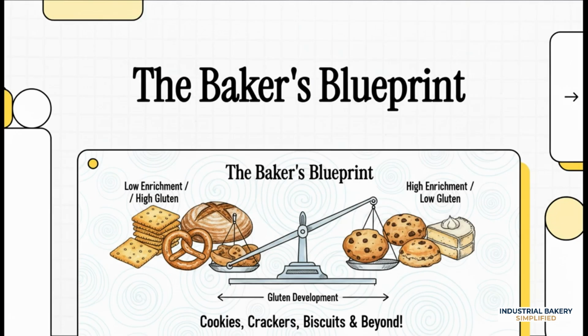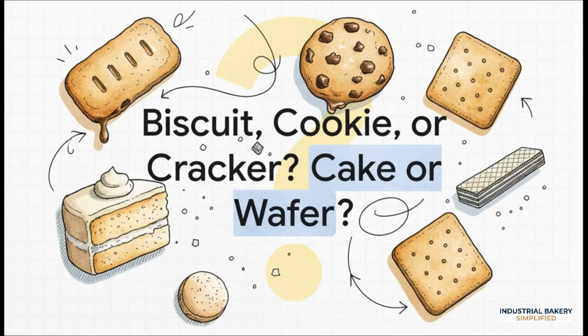Hey there, and welcome. Have you ever stood in the bakery aisle just completely baffled by what really makes a cookie different from a cracker, or a biscuit from, well, another biscuit? You're not alone. It seems like total chaos, right? But today, we're going to clear all that up. We're going to demystify the entire world of baked goods with a really simple but powerful tool I like to call the Baker's Blueprint.